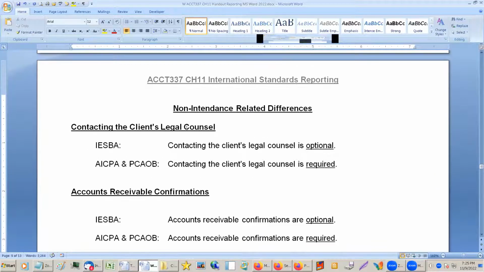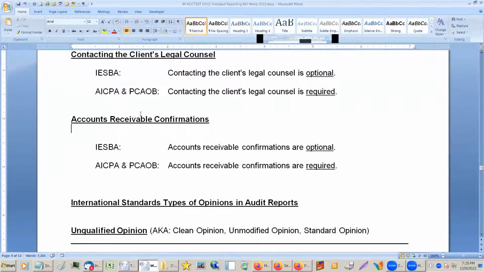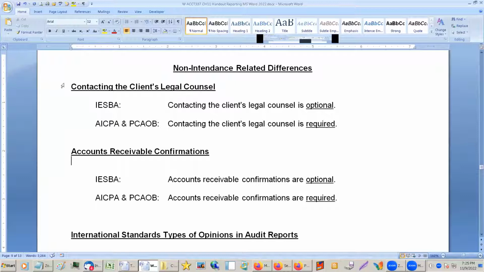A few other things that are different. Some of these make sense, some of them don't. Contacting the client's legal counsel, contacting their lawyers. In the international standards it is optional. The US standard is required. So talking to the client's lawyer.